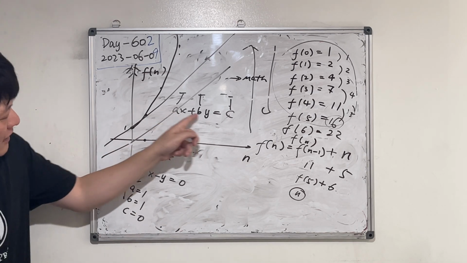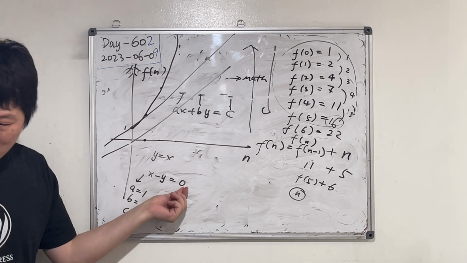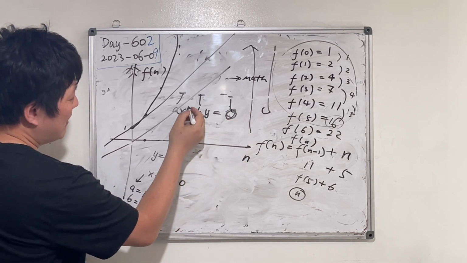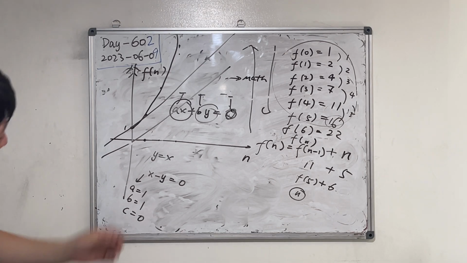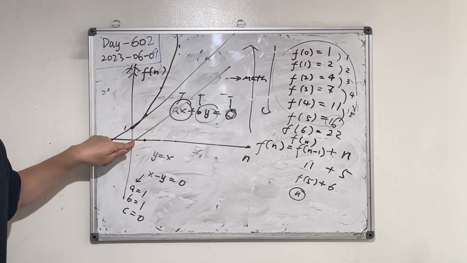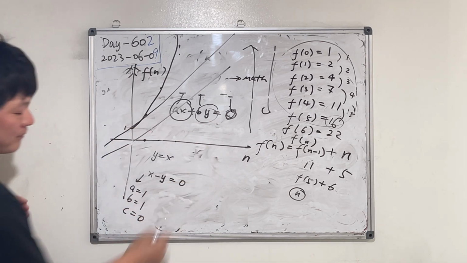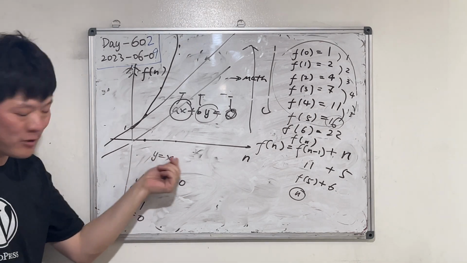A, B, C. So is C always 0? No. When it's 0, it's passing through the 0 point. So when x is 0, y must be 0, right? So it's passing through the 0 point, 0, 0, which is called the origin point. If c is not 0, then it could be, you said like x equals y. Yes, y equals x, actually.